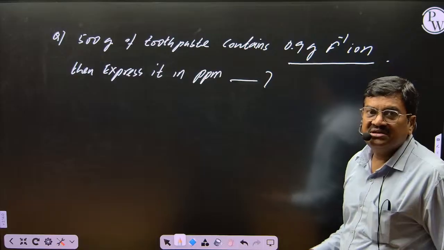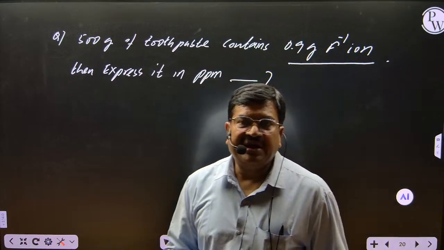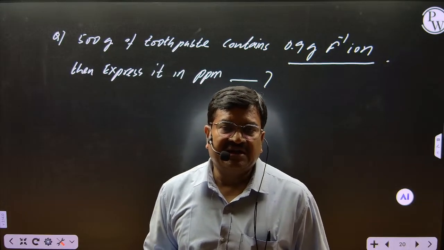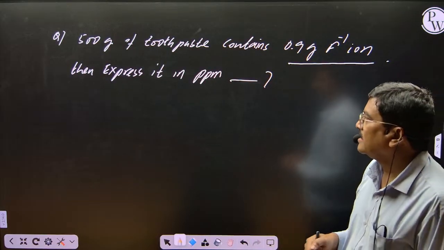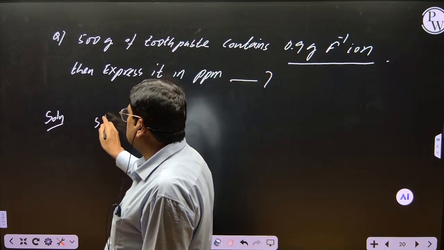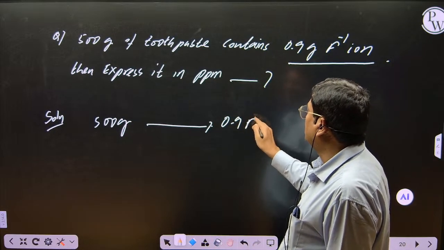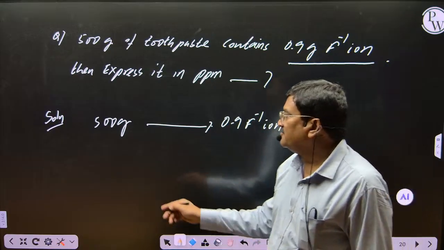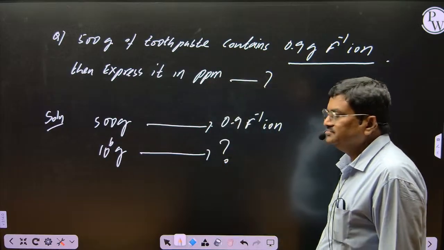Now understand the question. What is it saying? In 500 grams of toothpaste, there is 0.9 gram of fluoride ion. So you have to express that 0.9 gram of fluoride ion in ppm. What is ppm? Parts per million, the amount of solute present in 1 million. Now think over how you approach. So simple: 500 grams of toothpaste has 0.9 gram of fluoride ion. ppm means for 1 million, that is 10 power 6 grams of solution, how much amount will be present?